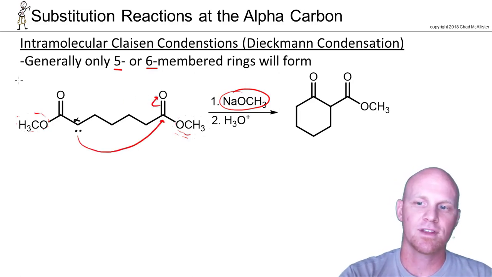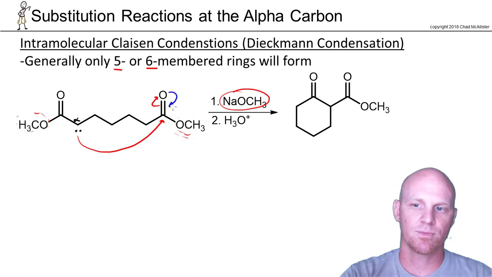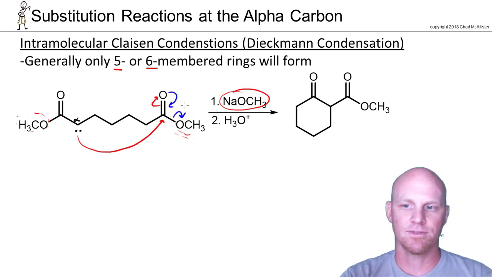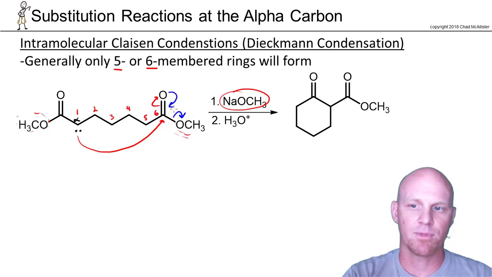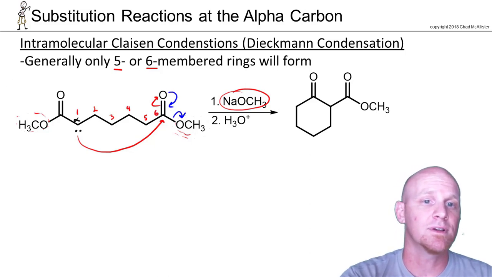And again, I'm skipping steps. I'm not trying to show the mechanism, but these electrons will come right back down and we'll kick off that leaving group. So in this case, if we look at where we're forming the ring, it'd be a 1, 2, 3, 4, 5, 6 membered ring, and so we would predict it to be likely to form.